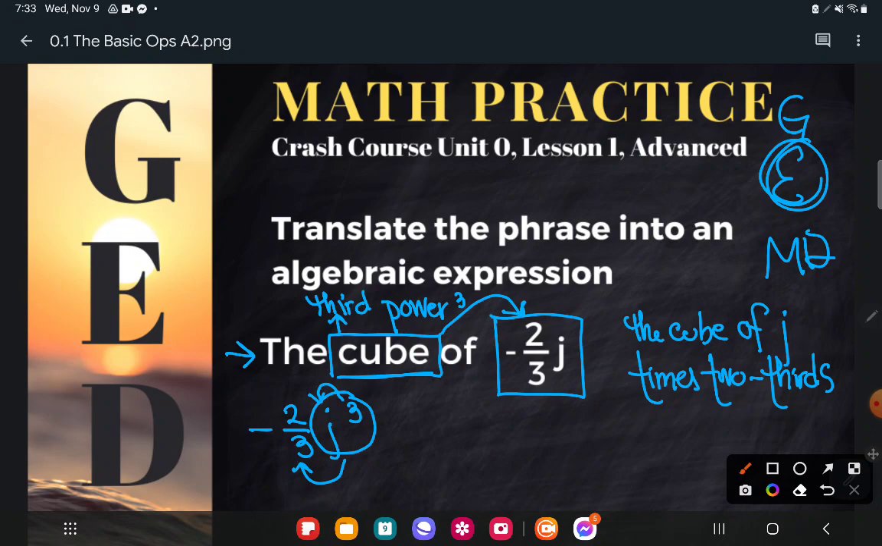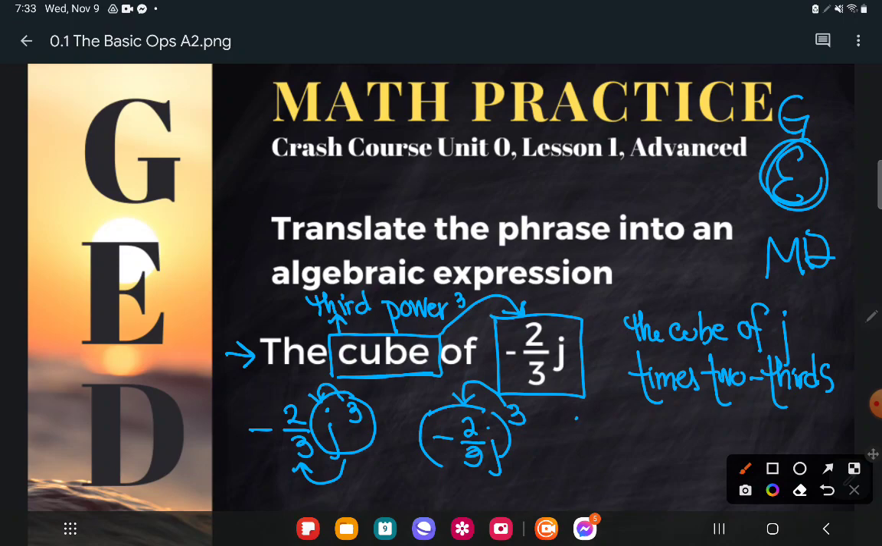It's a grouping, guys. And so you are going to have to use some kind of a thing to group -2/3 j all together before you cube it. So an easy way, we just use parentheses. Slap that whole sucker in parentheses, close it, then cube the outside. And now what I'm saying is cube this whole group. Not just cube j, but cube all of the number as the phrase told me to. Cube the entire -2/3 j.